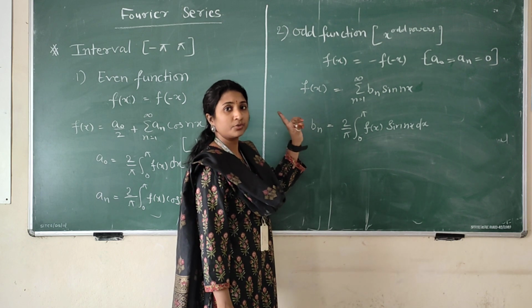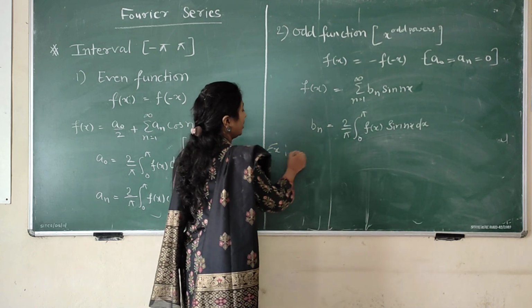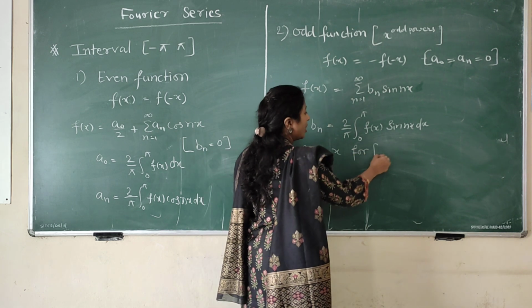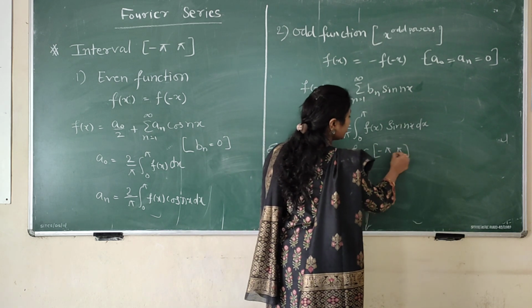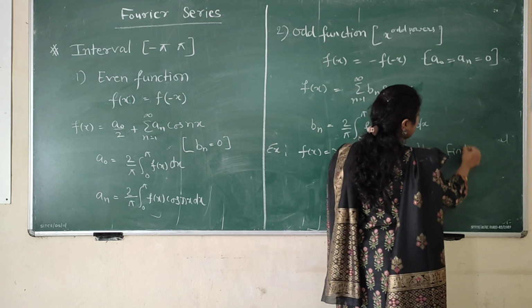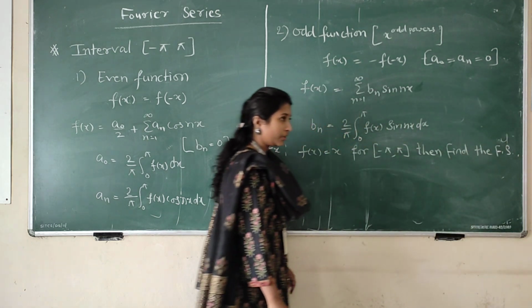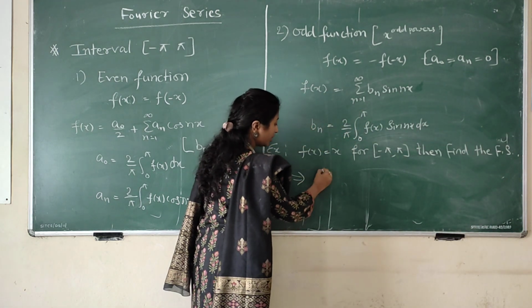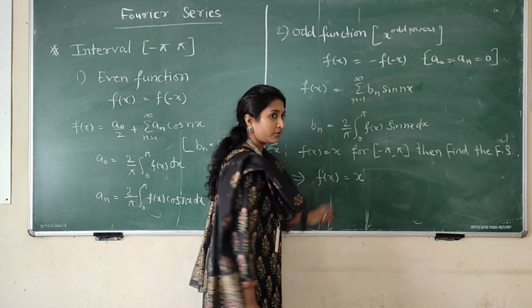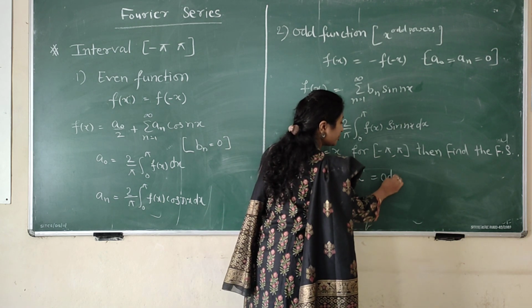According to that, we are using the formula for Fourier series. Example: f x is equal to x for the range minus pi to pi, find the Fourier series. So here the given function f x is equal to x to the power 1, that is an odd power. So it is an odd function.